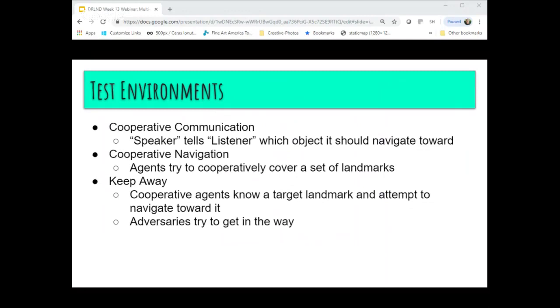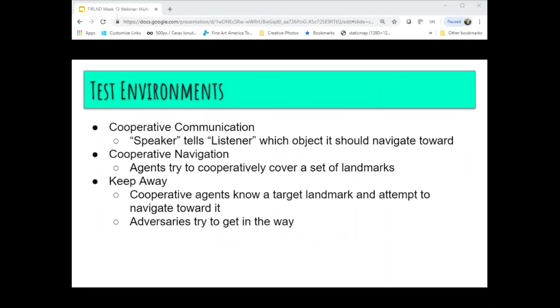They have to cooperate with one another to decide who's going to cover which one, and each move throughout the environment to provide that coverage over the landmarks. Then a competitive environment is a keep away. In this one, it's actually a combination of competition and cooperation.